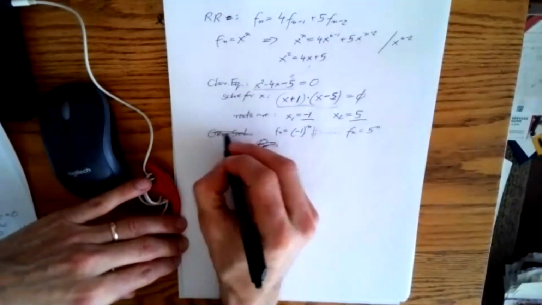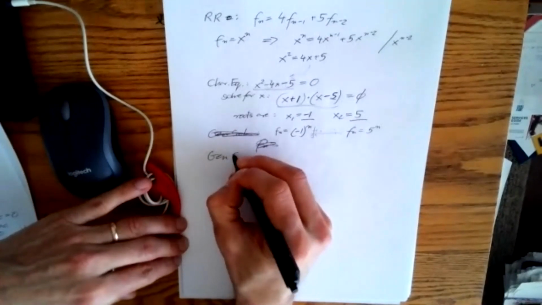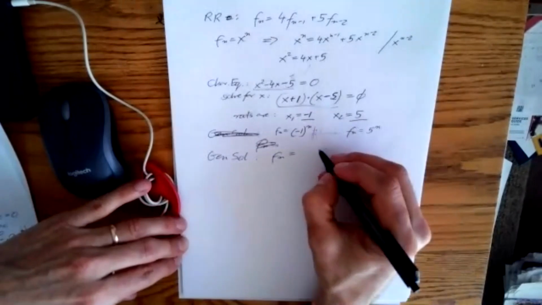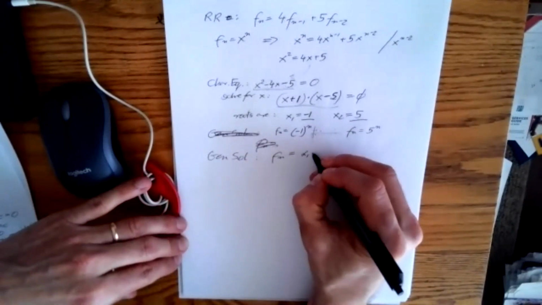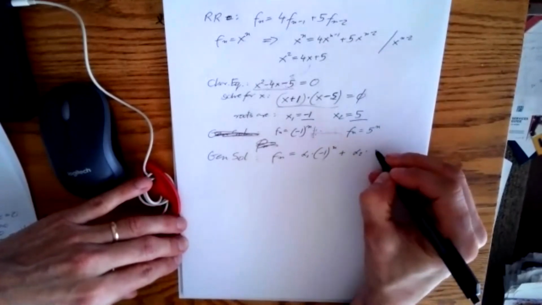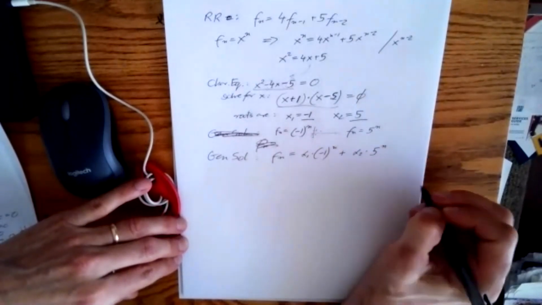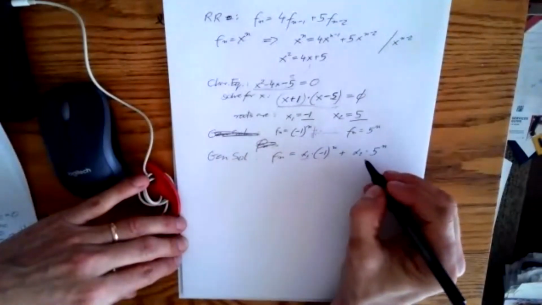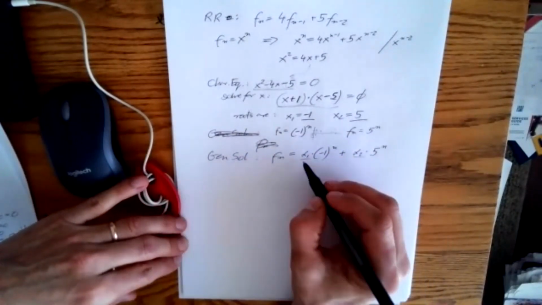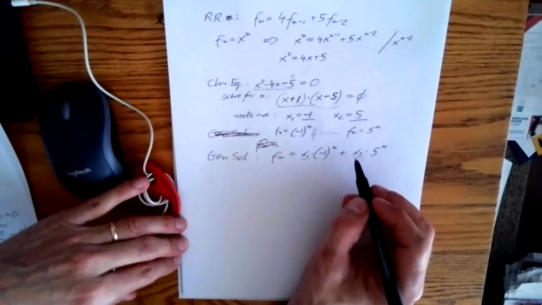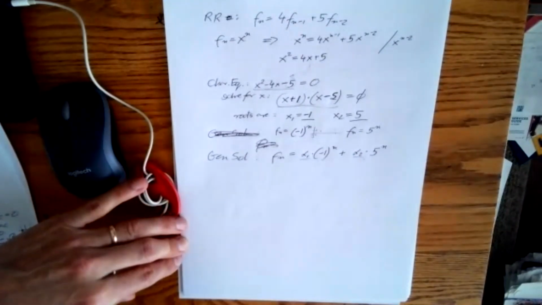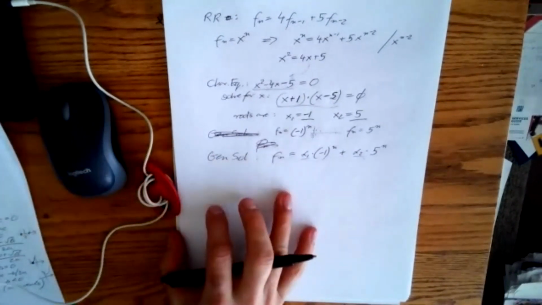And so the general solution is Fn, which is any linear combination of these two. So it's alpha 1 times minus 1 to the n plus alpha 2 times 5 to the n. And by the way, you can switch them. There is no notion of first or second, because these are any constants. So in particular, you can switch them around. This is just some order that we arbitrarily pick.